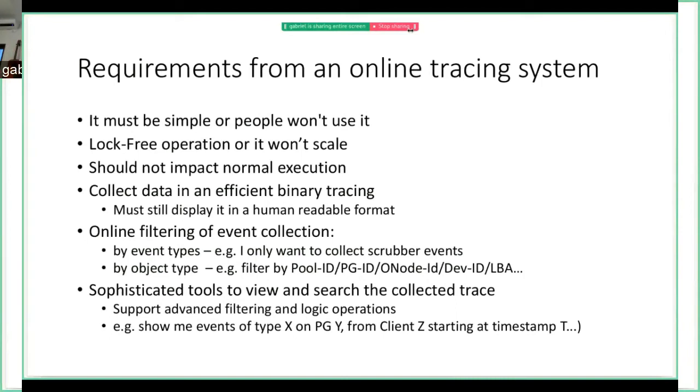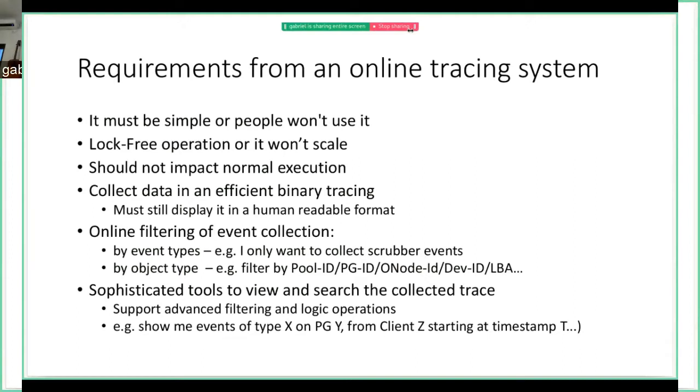That's when you're not running. When you do run, data should be collected in efficient binary tracing. But even so, you collect it in binary, it should still be displayed in human readable format. So binary collection for efficiency, and human readability. And we need online filtering of event collection, which is something we don't have in the previous one.